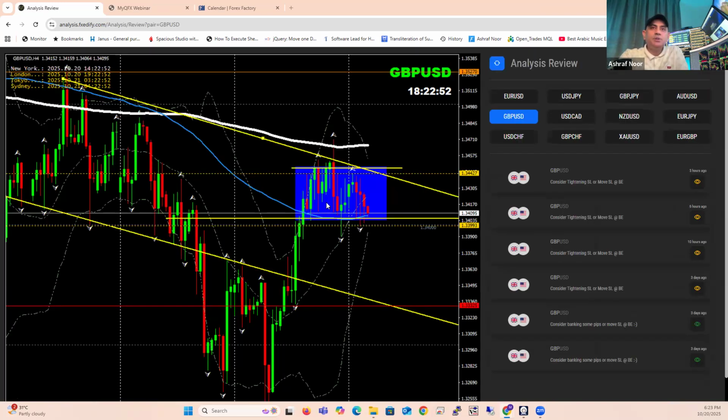All right, let's look at the pound dollar, guys. So pound dollar, we had a nice, beautiful long trade here, especially last week. You can see last week we had a nice, beautiful long trade here.